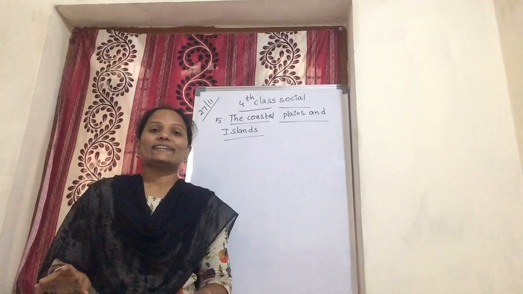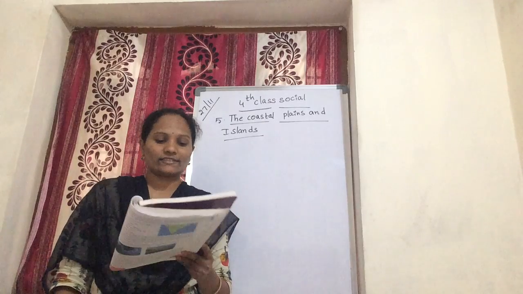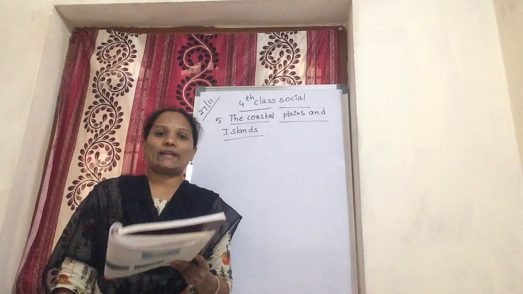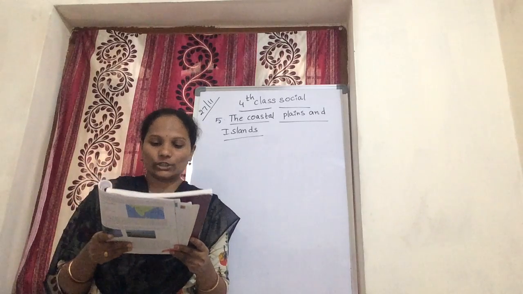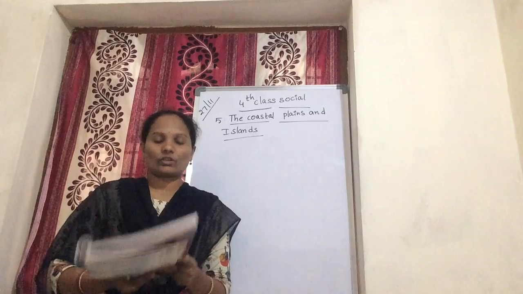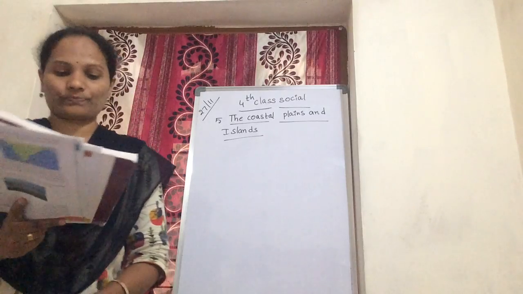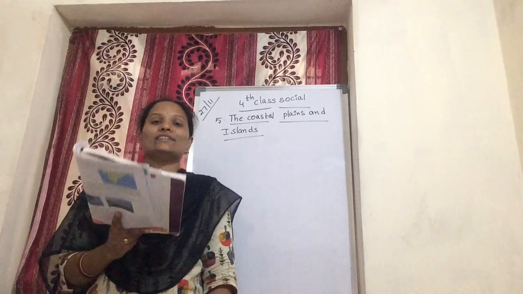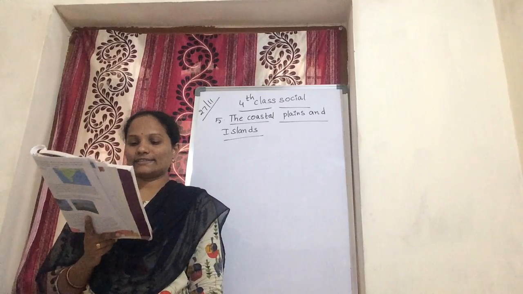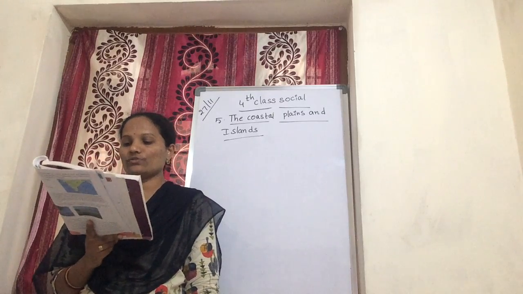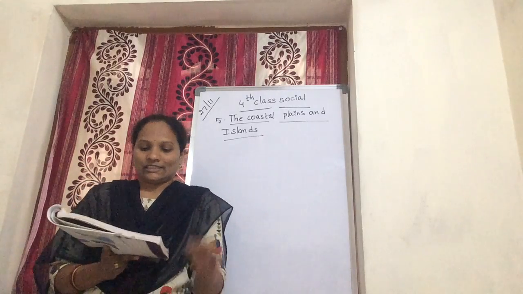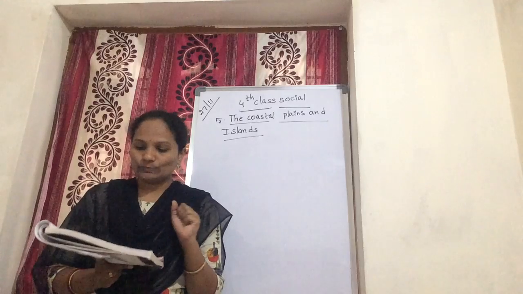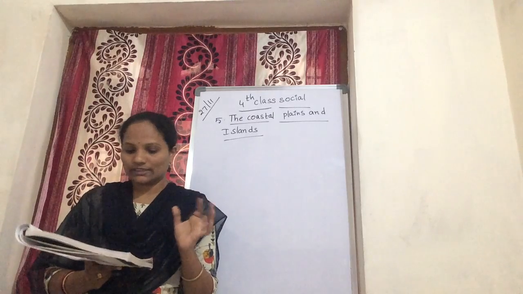Now next, types of coastal plains. Types of coastal plains of India. Coastal plains of India are divided into two basic types. How many basic types, Amma? Eastern coastal plain runs from Tamil Nadu to West Bengal in the east. Western coastal plain.